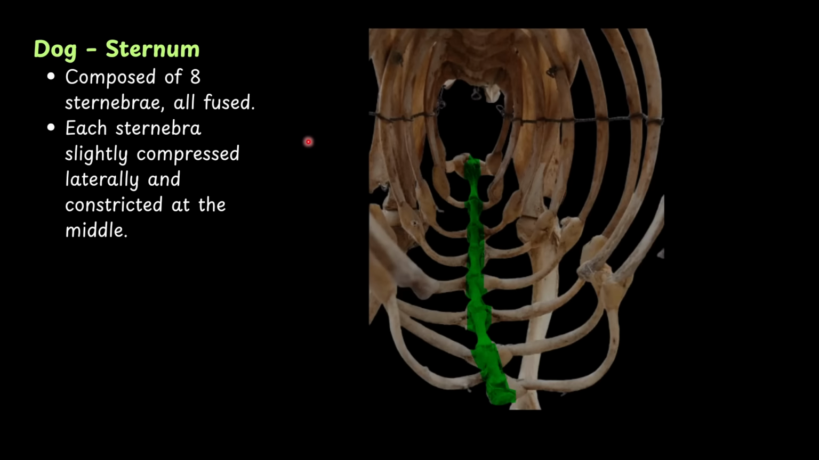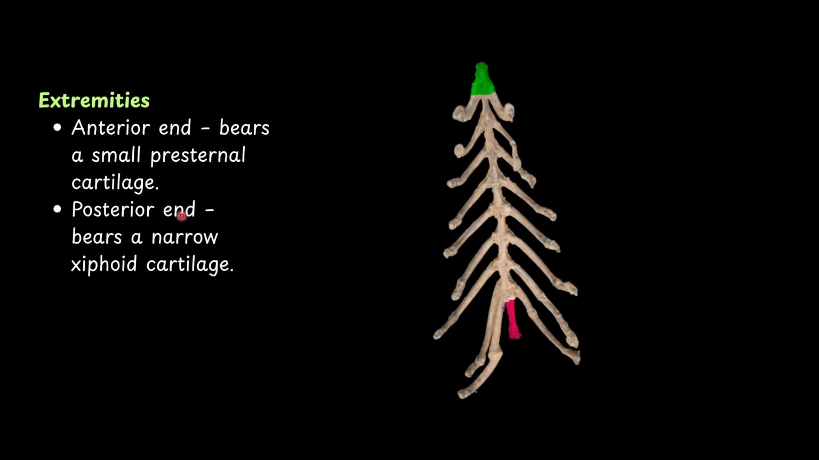Dog sternum is composed of 8 sternebrae, all fused. Each sternebra is slightly compressed laterally and constricted at the middle. You can see the anterior end. This is the anterior end, which bears a small presternal cartilage. Posterior end bears a narrow xiphoid cartilage.